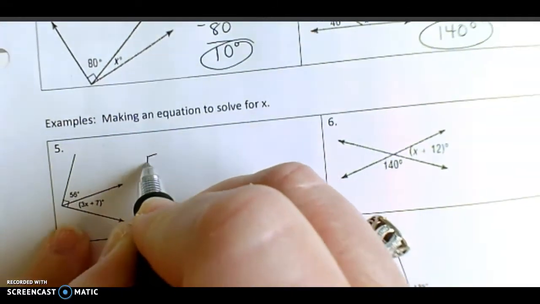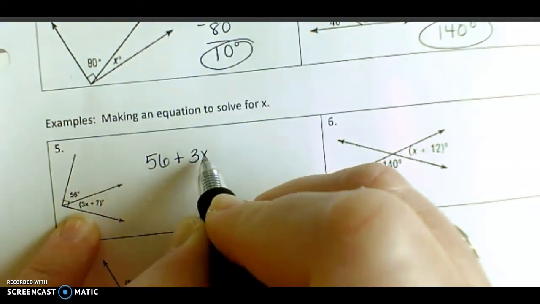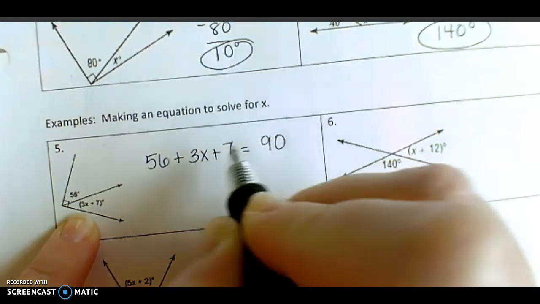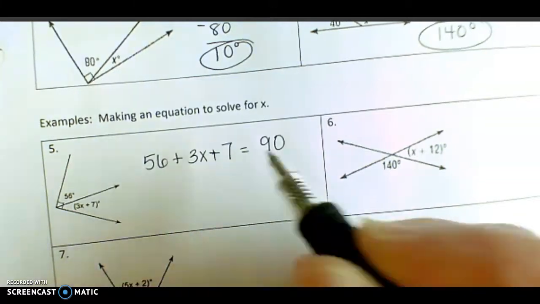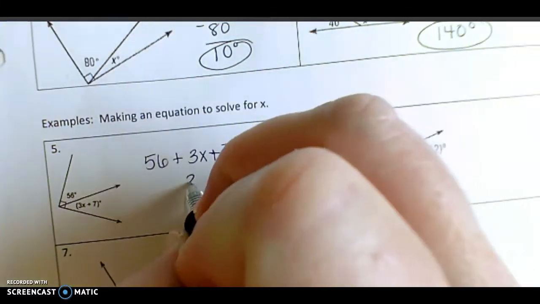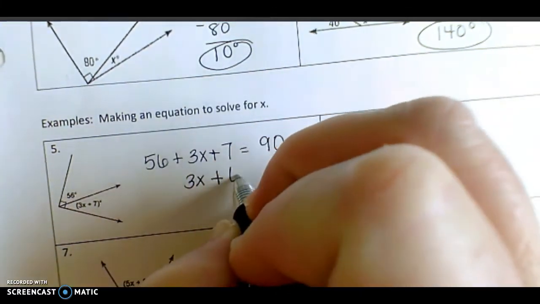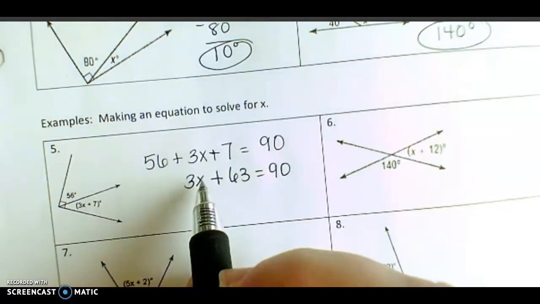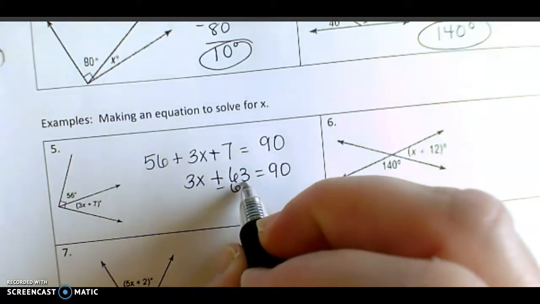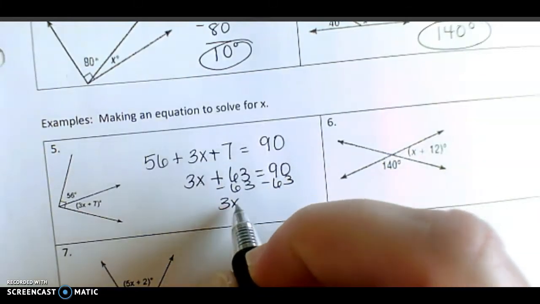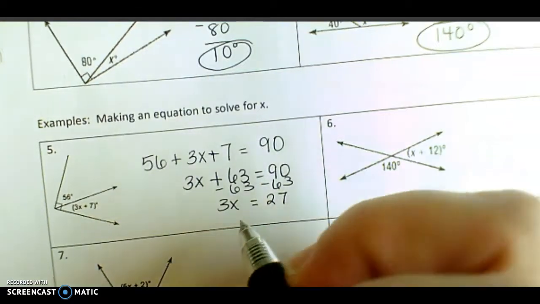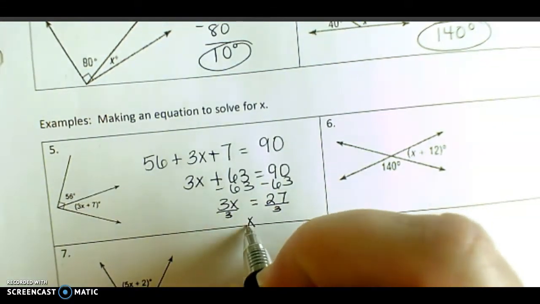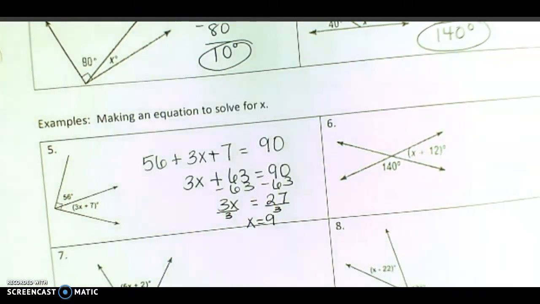So what you do is you take the two angles, 56 plus 3x plus 7, and set it equal to 90. You're trying to find x, so you're trying to get x by itself. So I want to add the 56 and the 7. And that gives me 3x plus 63 equals 90. Trying to get x by itself, so I want to subtract 63 on both sides, which is 27. And then you want to divide by 3 on both sides, and you get 9. So 9 is the answer that I'm looking for there because it said to solve for x.